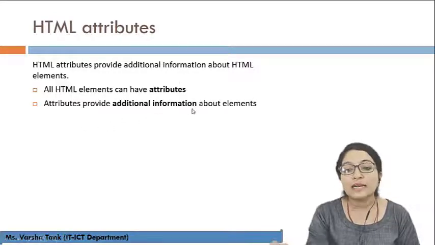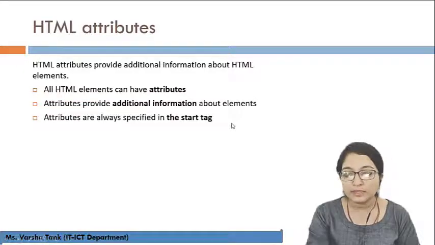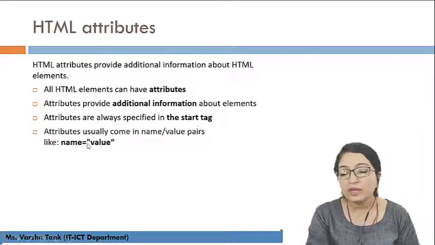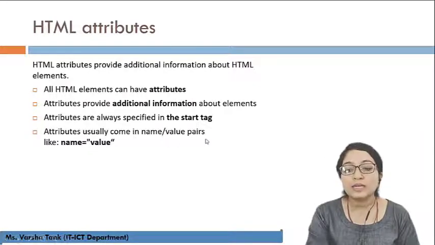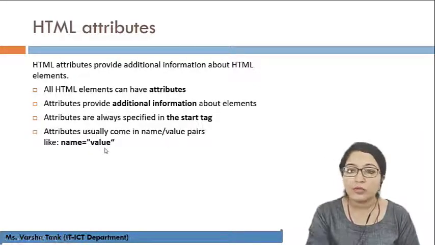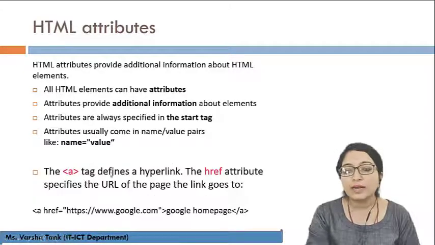All HTML elements can have attributes. Attributes provide additional information about the elements. Attributes are always specified in the start tag. Attributes usually come in name-value pairs, like name equals value. Sometimes you can write it this way also, with the A tag, in which you can define the URL in an attribute.